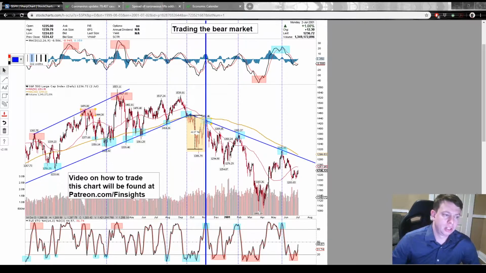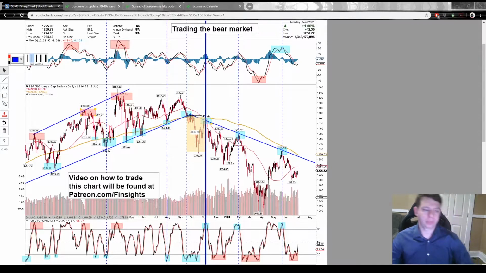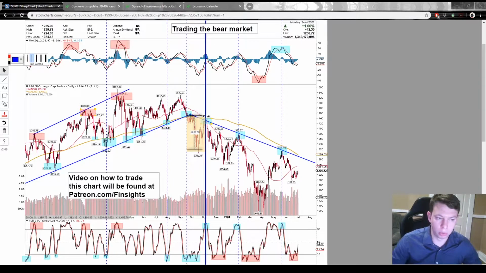It also can kind of gauge whether the stock market is in a bull trend or a bear trend on the daily chart. So we can see here we had what was called a death cross. So the 50-day moving average crossed below the 200-day moving average.